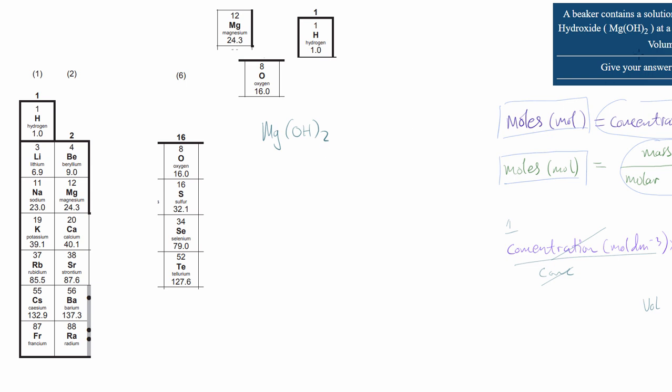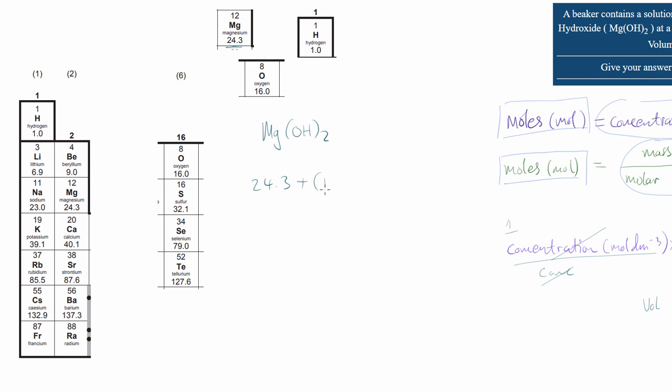So as I said, for each of the elements we've got to get the relative atomic mass. So in this case 24.3 for magnesium, right? 24.3, and that appears once, right? So we've got just 1.